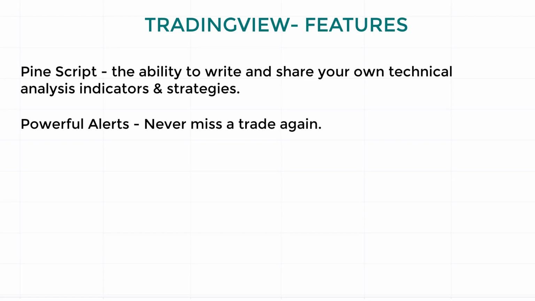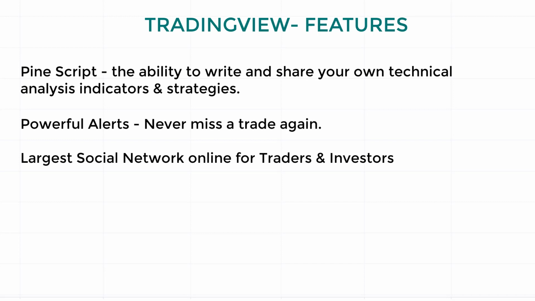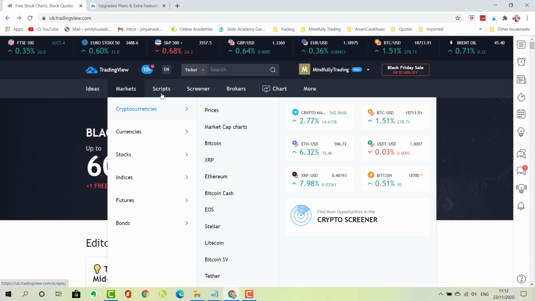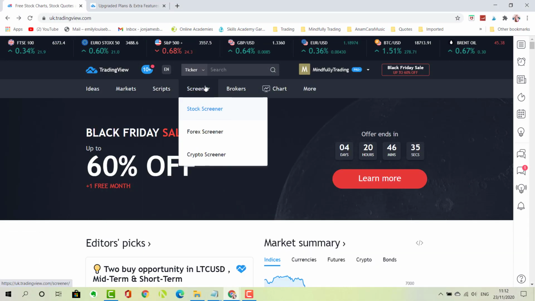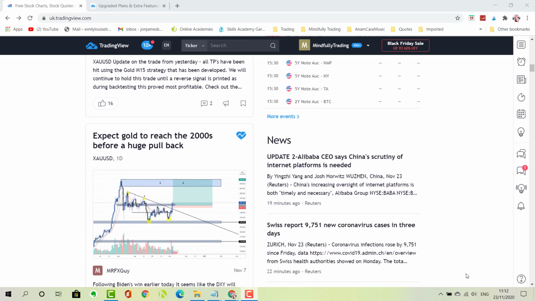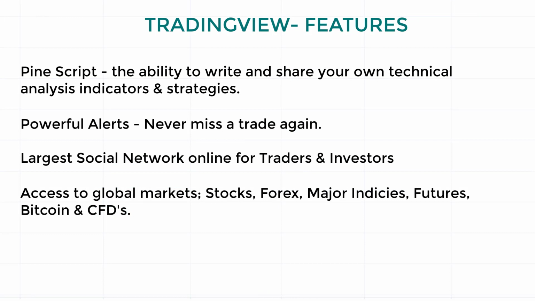And one of the most unknown aspects of Tradingview is that it is actually the largest social network online for traders and investors, allowing you to explore and share your own trade ideas as well as chatting with other traders online. Tradingview gives access to the global markets. It is connected to hundreds of data feeds with access to stocks, futures, major indices, Forex, Bitcoin, and CFDs, as well as economic calendars and financial data.